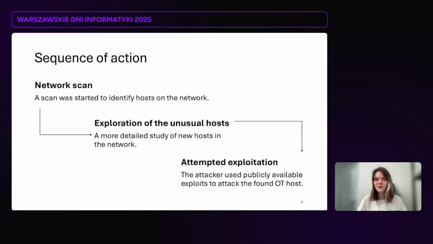So at this point, when you see that a person sends targeted exploits in your network, you already know that it's not something that a person just accidentally saw in the network and wanted to know what this new host is. So yeah, the exploitation attempts included available exploits to attack the found host. It was something that you can find on the internet.